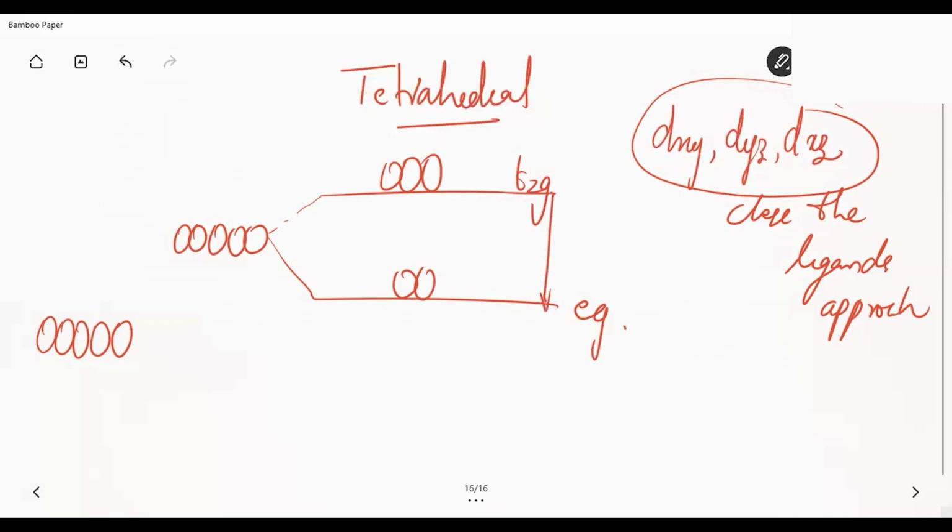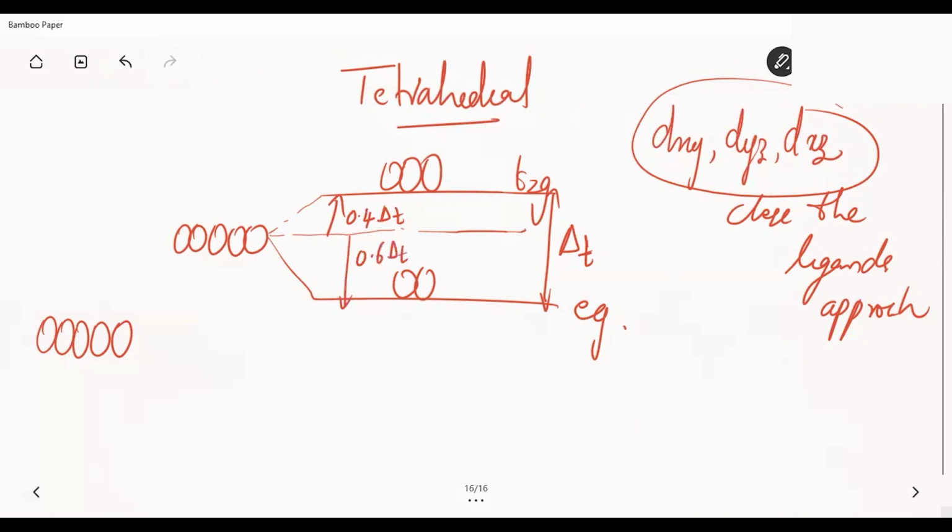So the splitting between eg and t2g will become delta T. And you have to study the difference in that. How much is it raised? It is raised 0.4 delta T, and it is decreased about 0.6 delta T.